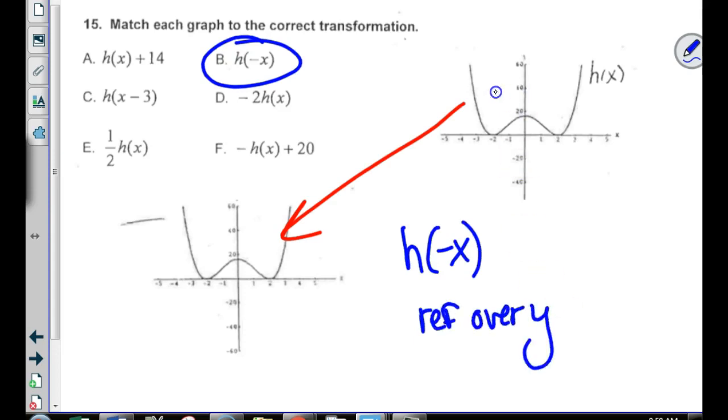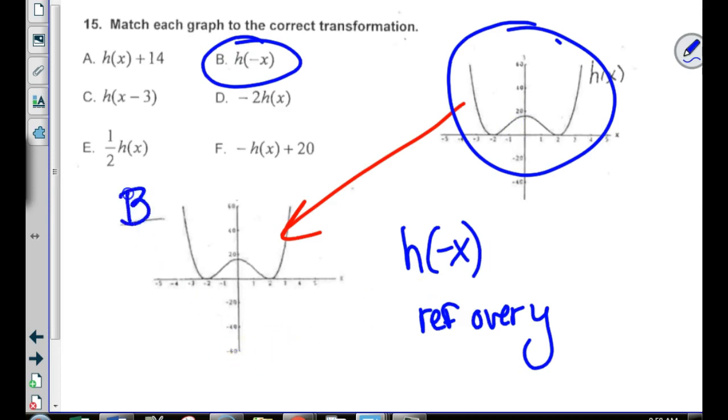Yes, reflect over y. And this was already what kind of function? An even function with y-axis symmetry? So when I flipped it across the y, nothing changed? Okay, so that's why it looks the same. But the definition or the words that go with that is reflect over y. Anything else somebody's looking at on there that you wanted me to talk about?